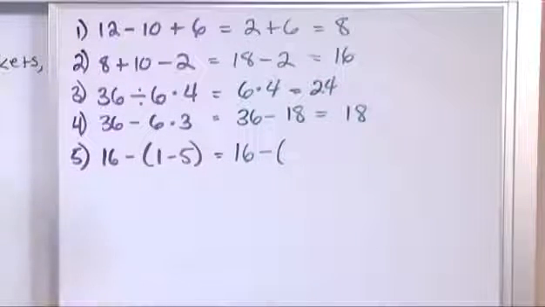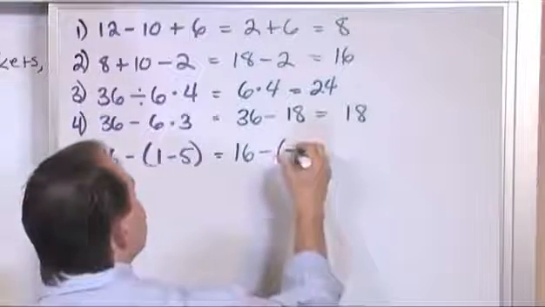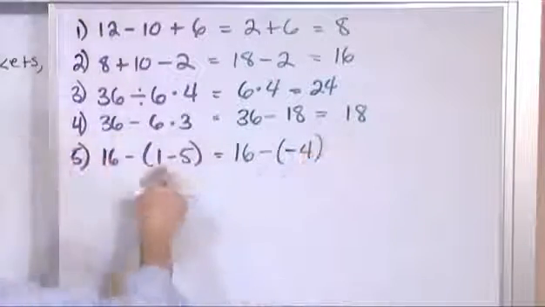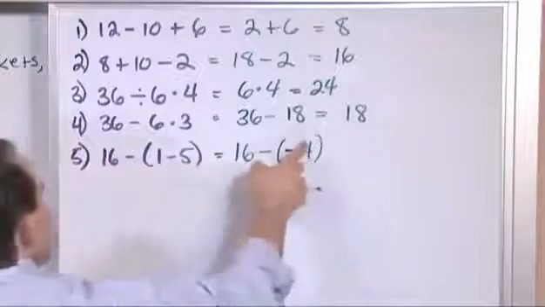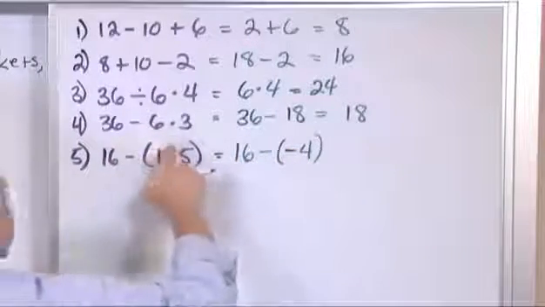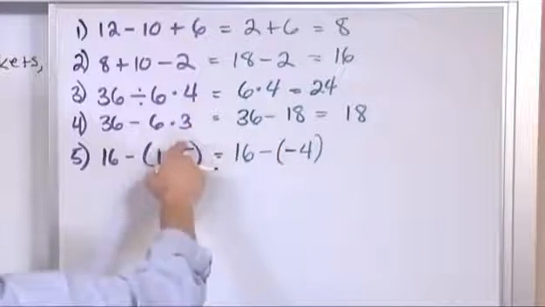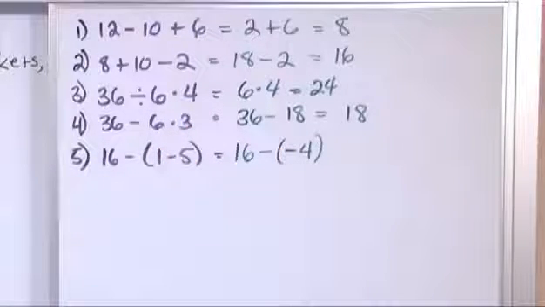What is 1 minus 5? If you remember back to subtracting your integers, 1 minus 5 is negative 4. We basically subtract the absolute values. 5 minus 1 gives me 4. I stick a negative sign on it because the negative sign is attached to the larger absolute value. So we have negative 4.